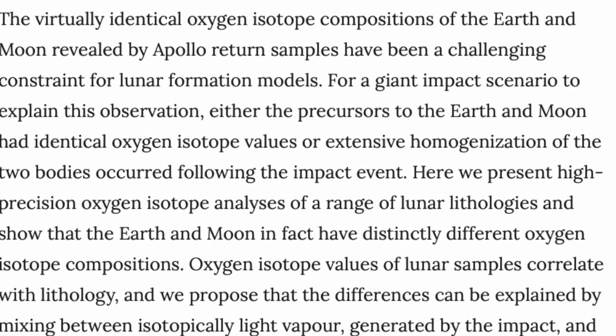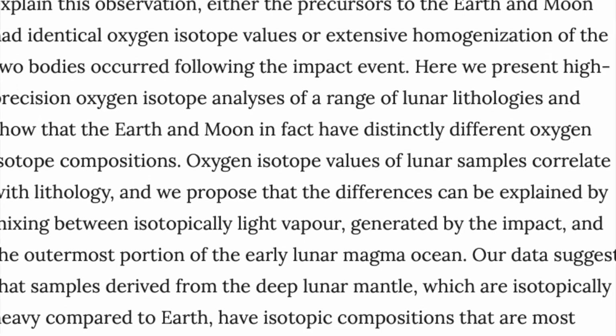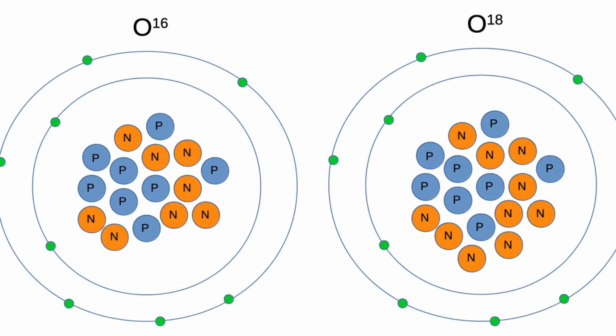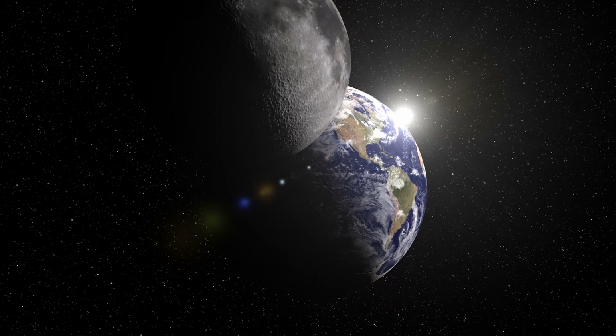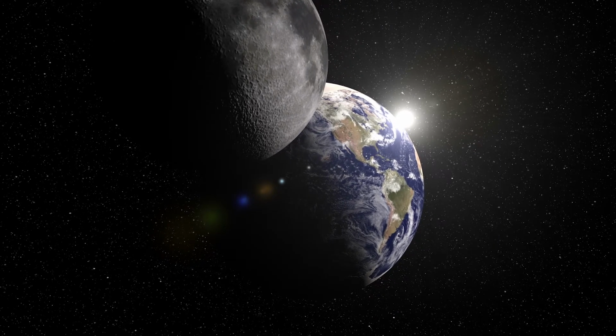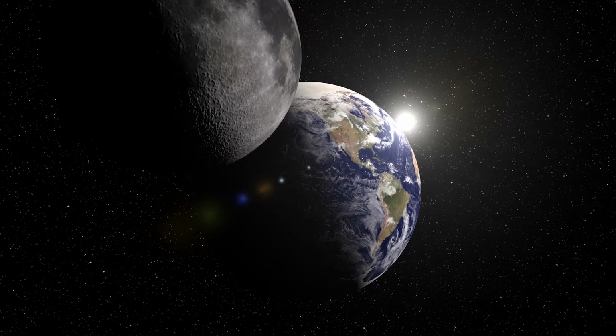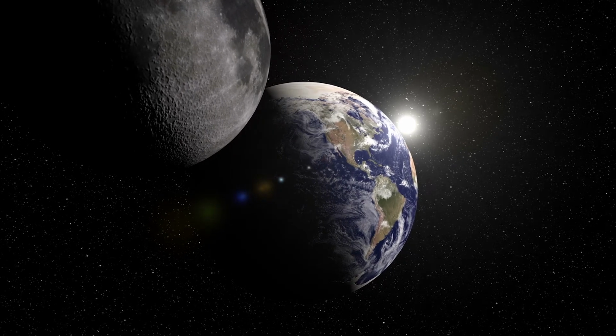A recent study was conducted that looked at the distribution of isotopes of oxygen in rocks from the Moon, which shows a small difference between the Earth and the Moon, so their isotopes are not identical.